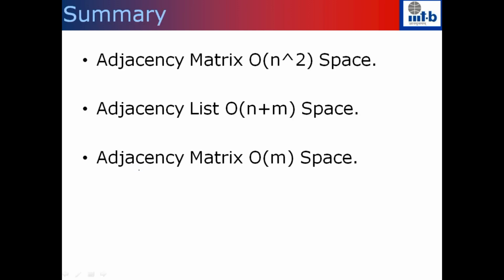So let's quickly look at the summary of the 3 data structures that we discussed. The adjacency matrix representation takes order n square space. The adjacency list will take order n plus m space, and the edge list, this should have been edge list, will take order m space. So the edge list is the most efficient way of representing the graph. But as mentioned earlier, which representation we use will depend on what we want to do on the graph, and what algorithm we are going to apply on this graph.